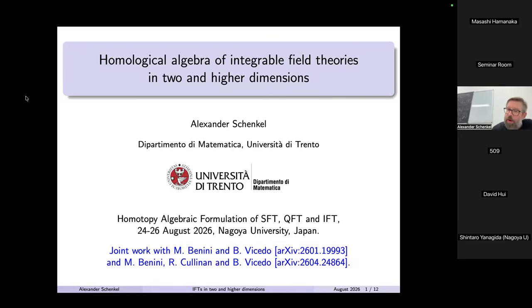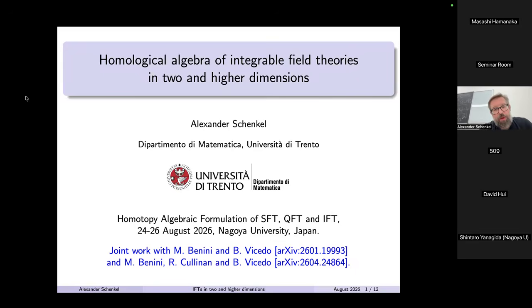My talk is about a similar subject, namely how to use homological algebra to understand a bit better how integrable field theories work in the well-known case of two dimensions and also in new and unexplored territories in higher dimensions.